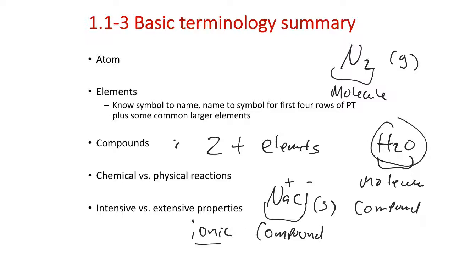The chapter discusses chemical versus physical properties. Of course, chemical properties or chemical reactions are where we're actually changing and exchanging bonds among the atoms. So it's where we're actually taking something like maybe hydrogen and oxygen and forming water.